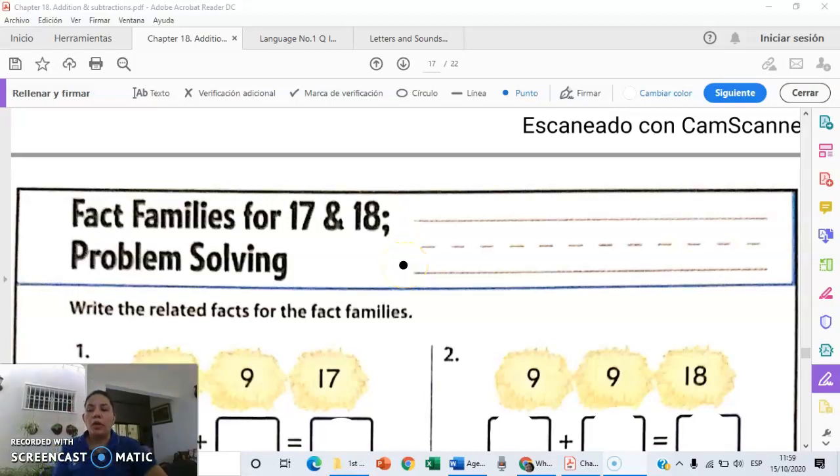Hello, good morning. So today we're going to review the fact families again, but with numbers 17 and 18. Again, it's with problem solving.